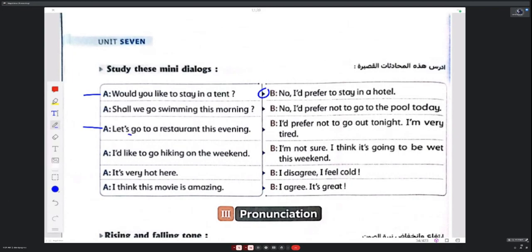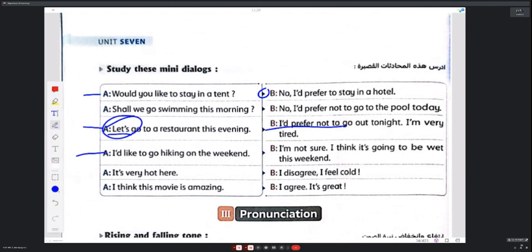Okay. I can say it's a good idea when "let's" means a suggestion. So when I agree, I can say it's a good idea, it's a great idea, I agree. But when I refuse, I can say I'm sorry, I can't, or I prefer not, and so on.